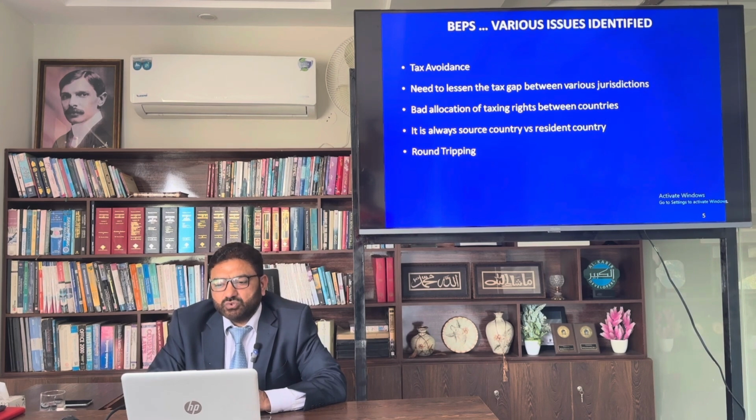The various issues that were identified, as I explained: I am also a student of tax avoidance, my PhD is in tax avoidance, therefore it is my concerned subject, and I want to make people aware all over the world. OECD, relating to tax avoidance. Then the need to lessen the tax gap between the various jurisdictions.